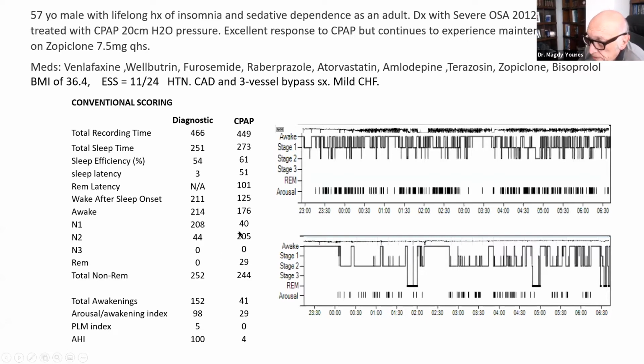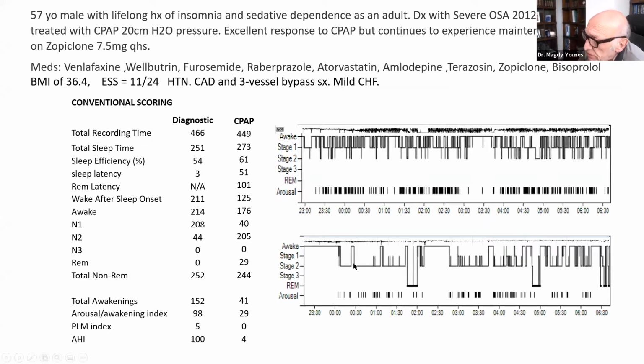What happened with CPAP basically is a reversal of N1 and N2. So instead of most of non-REM being N1 in the diagnostic study, most of it now is N2, and you can see that in the histogram. But I want to point out something quite important here.